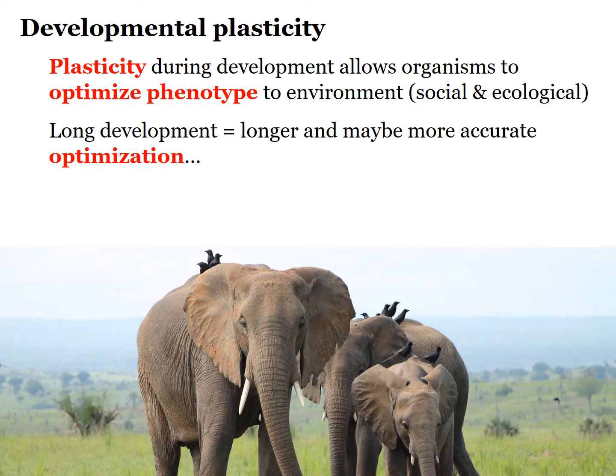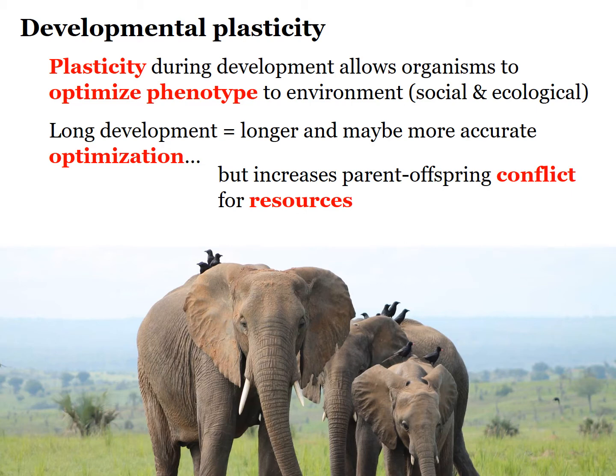For long-lived species and those with a long postnatal juvenile phase, this means a longer and maybe more accurate optimization to the environment, which can be adaptive. However, if the developmental phase is also associated with parental care, having an extended ontogeny can lead to sustained parent-offspring conflict for resources.